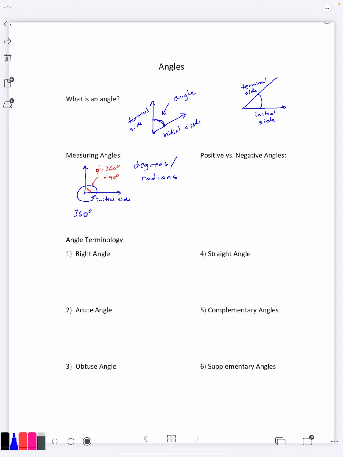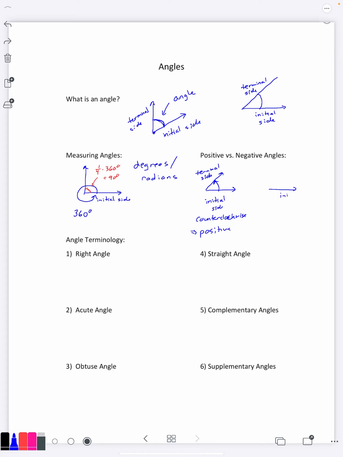One thing that's important to know is that you can have a positive angle or a negative angle. And again, we always are going to start our initial side as being directly to the right. And if we have a terminal side like this, and we measure the angle going in a counterclockwise fashion, that is going to be considered a positive angle.